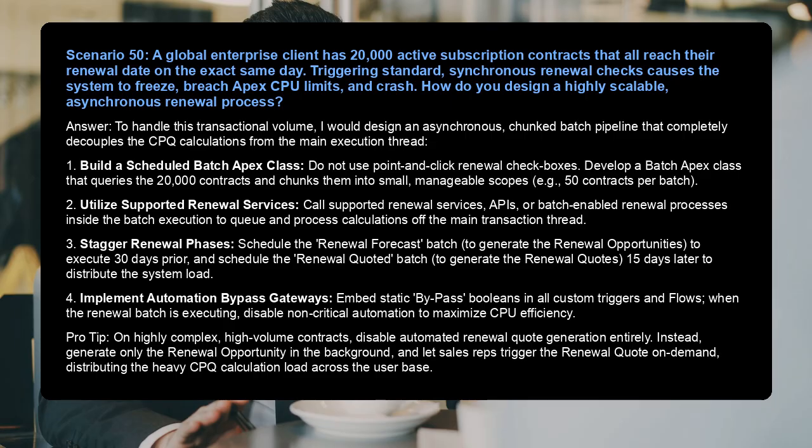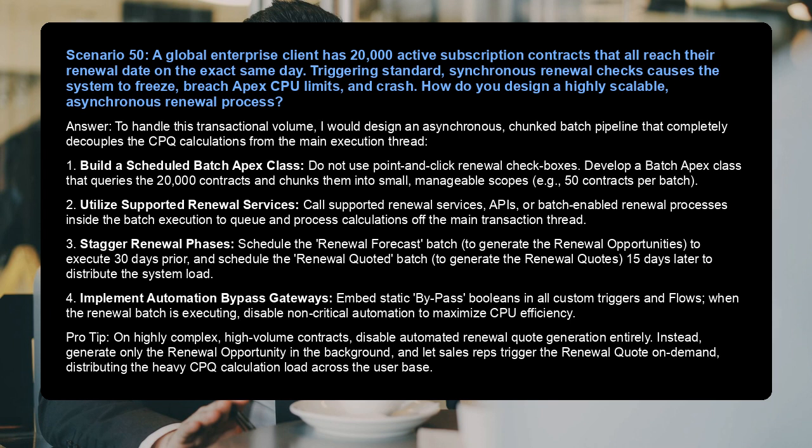3. Stagger renewal phases. Schedule the renewal forecast batch to generate the renewal opportunities to execute 30 days prior, and schedule the renewal quoted batch to generate the renewal quotes 15 days later to distribute the system load. 4. Implement automation bypass gateways. Embed static bypass booleans in all custom triggers and flows.